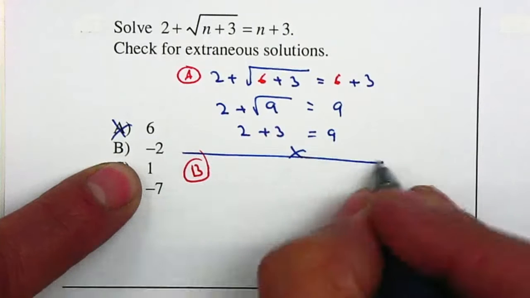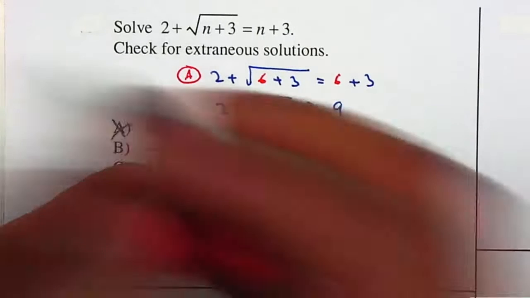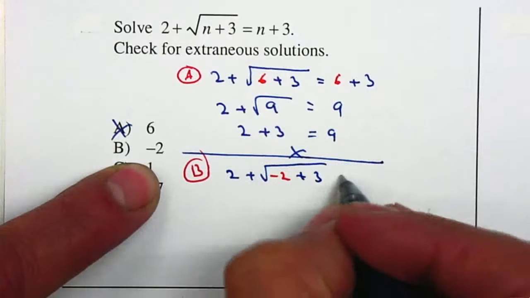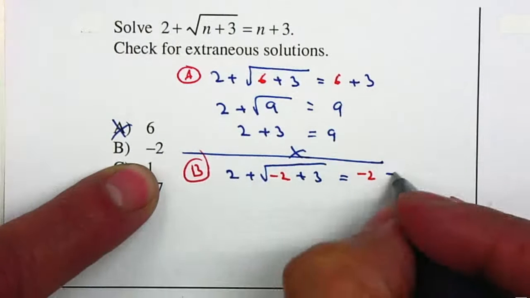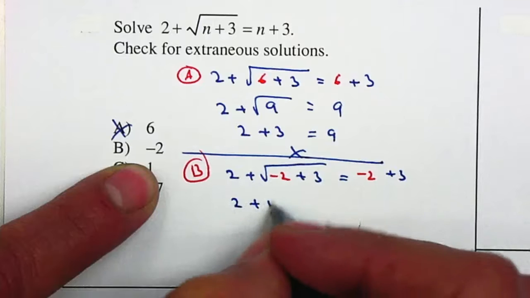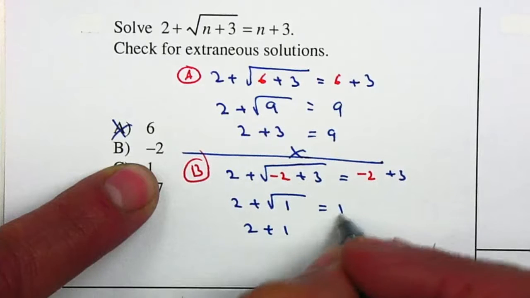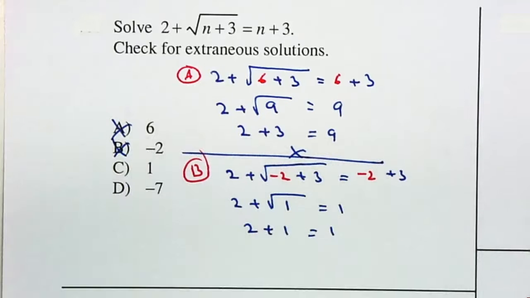I'm going to plug in a -2. 2 plus the square root of -2 plus 3 is equal to -2 plus 3. So 2 plus the square root of 1, so it'll be 2 plus 1. Is that going to be equal to 1? No. And then let me try letter C.